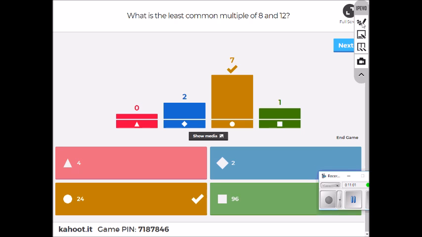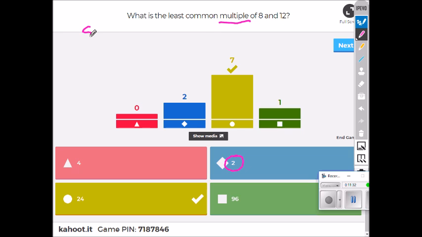Okay. So this one here, we had to find the LCM. We had a couple of you select 2. Now my question to the people that selected 2 would be, if we're talking about least common multiple, the multiples of 8 would be 8, 16, 24, 32. The multiples of 12 would be 12, 24, 36, so on, right? So 2 is not a multiple of either of those numbers. It's a factor, but it's not a multiple. And then we did have one person put 96, so they just went a little bit too far.